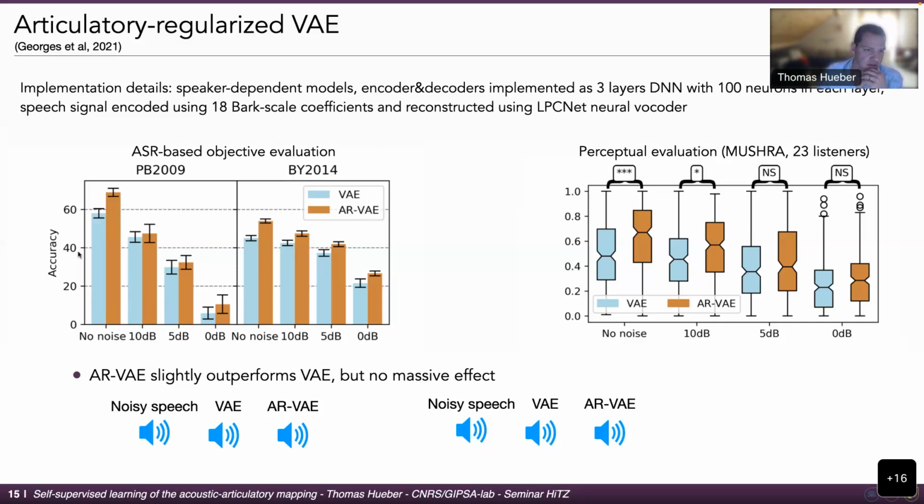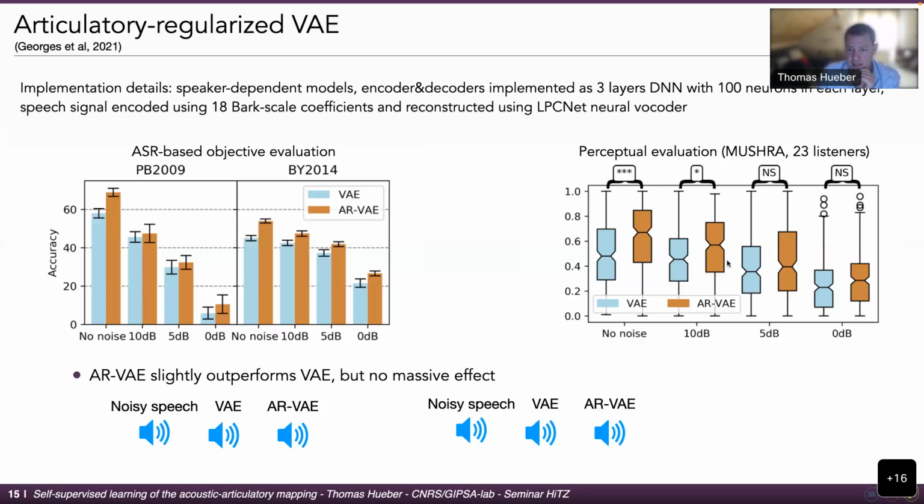We have here an objective evaluation conducted by using an automatic speech recognition system, HMM-based, that basically assesses the intelligibility of the denoised speech signals. And we have some kind of perceptual evaluation using a MUSHRA test. What we can see is that when we have constrained the VAE with some articulatory parameters, we have a slight improvement. Here we have better accuracy, so a smaller phoneme error rate for the ASR. And we have a slightly better preference for our method than the standard VAE for the perceptual test.